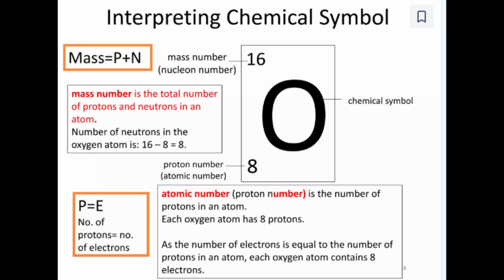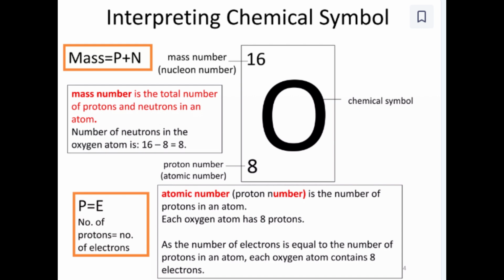Let's take another example. We have the oxygen atom shown on the screen. On oxygen, we see 2 numbers, 8 and 16. 8 is the proton number, which is also called the atomic number, and 16 is the mass number, that is, the nucleon number. Mass number is equal to proton plus neutron. P stands for proton and N stands for neutron. Mass number is defined as the total number of protons and neutrons in an atom.